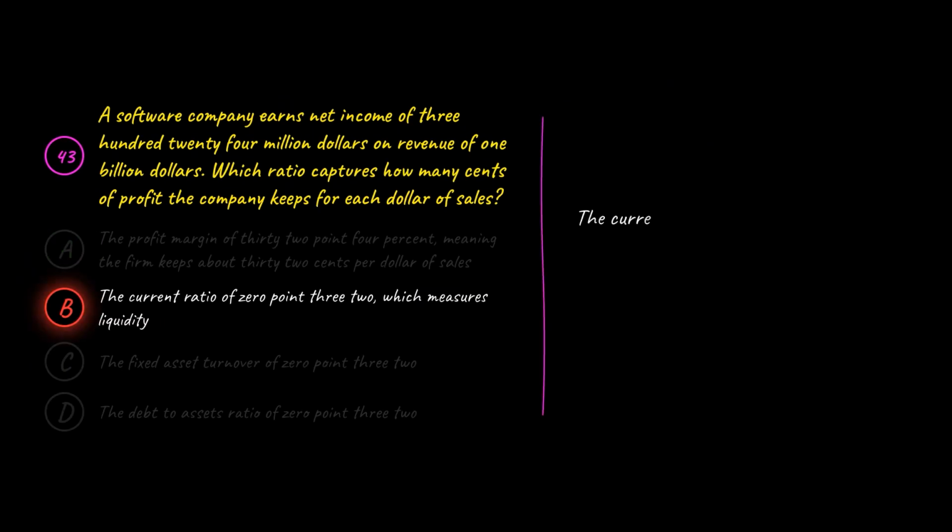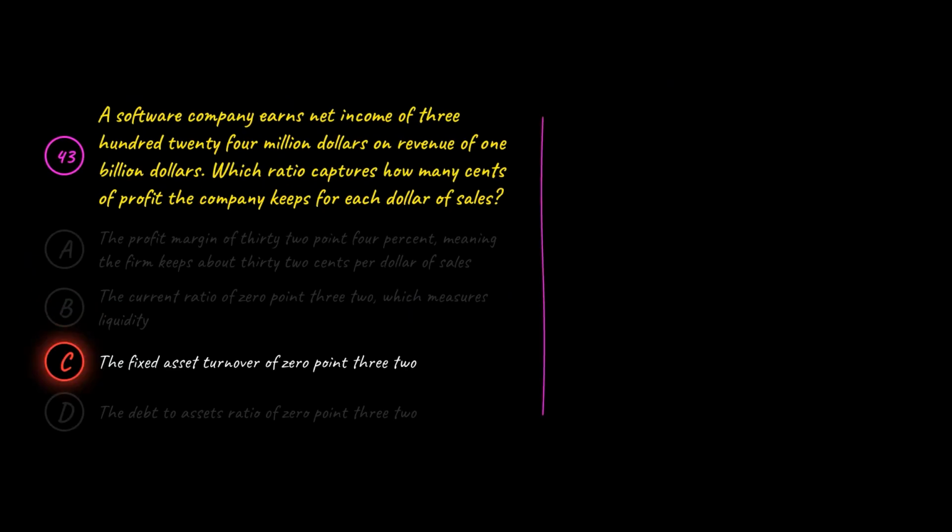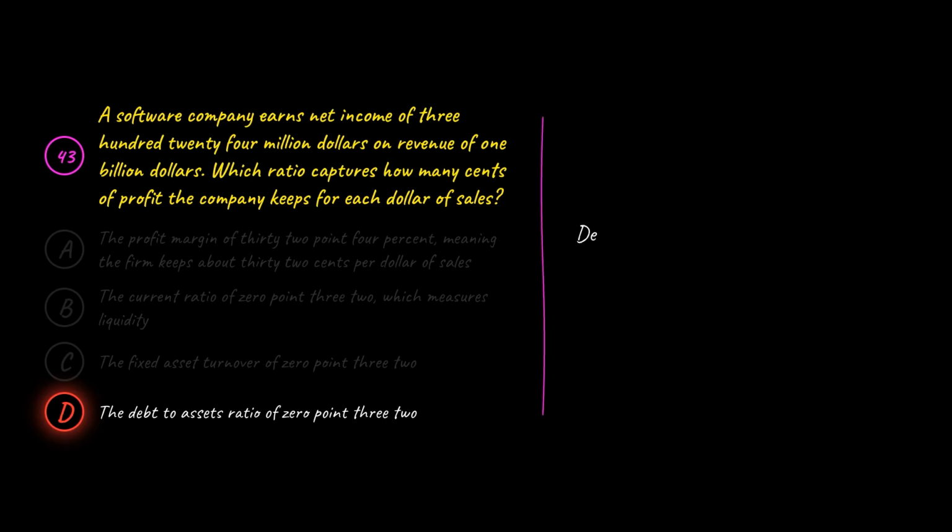B is wrong because the current ratio uses current assets and liabilities, not net income and revenue. It is a liquidity measure, not a profitability measure. C is wrong because fixed asset turnover compares revenue to fixed assets, not net income to revenue. D is wrong because debt to assets compares debt to assets and does not measure profit per dollar of sales.